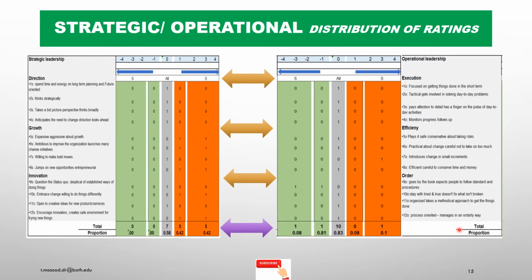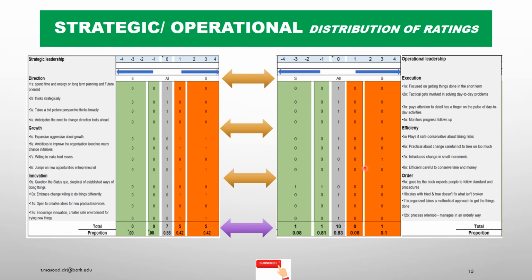Now I'm going to do a final distribution of the ratings. On the strategic leadership style here: direction, growth, innovation, each instance has been simulated in my earlier slide. Similarly, against operational leadership style: execution, efficiency, order. So all these instances are simulated against execution, efficiency, order. So over here I draw the results. On the left-hand side is my result if I'm using too little, on the right-hand side if I'm using too much.